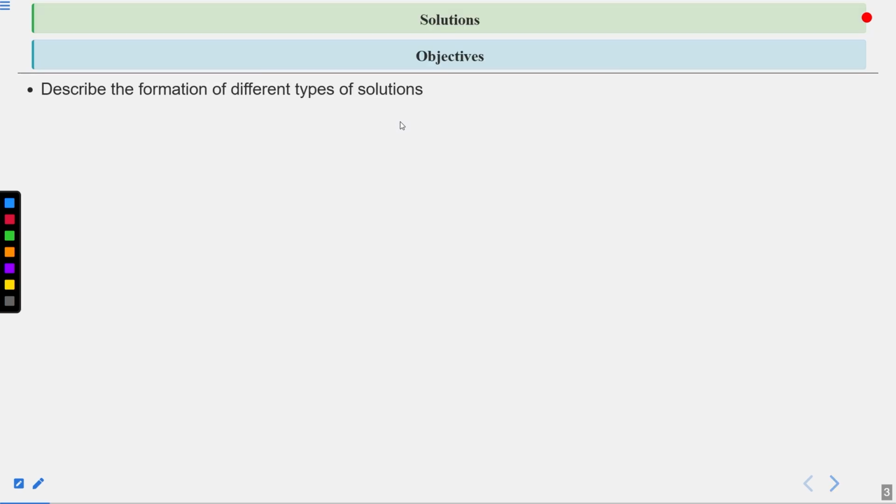What is the objective of this lecture? So as I told you, we will study different types of solutions. First of all, depending upon the states. And second thing, how we can represent this solution's concentration in different units.